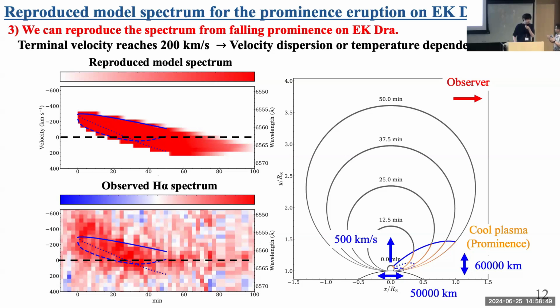Could you repeat the question? How does the loop expand on the slide? For the sun? The spatial scale is, sorry, small number. Half solar radius. Yes. Okay. 50,000 kilometers we set. Sorry.